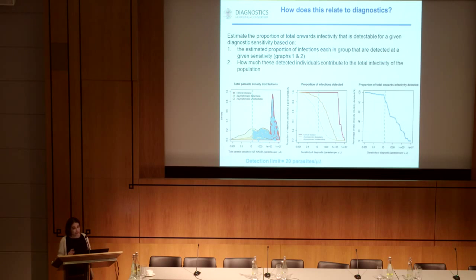You can see that that would detect all the clinical disease. It would detect quite a fair proportion of those that are currently detectable using microscopy and RDT, a large proportion of those, and would detect around 50% of that undetectable, low-level infections. And the graph on the right shows the proportion of the total onwards infectivity detected. And similarly, we can do that for different thresholds and get an estimate of how many infections a new product, a higher sensitivity test, would detect.